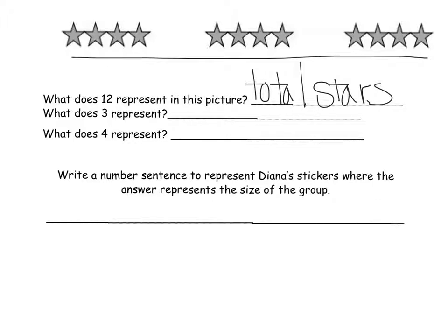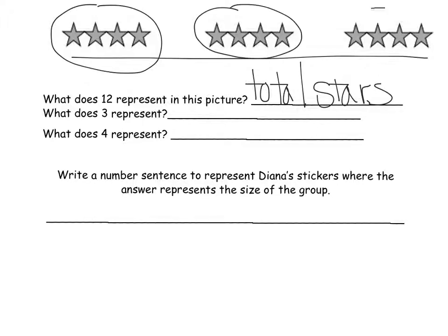The next question says, what does 3 represent? 1 group, 2 groups, 3 groups. 3 represents the number of groups. What does 4 represent? Well, you can clearly see that in each group there are 4 stars. So 4 represents the size of each group.